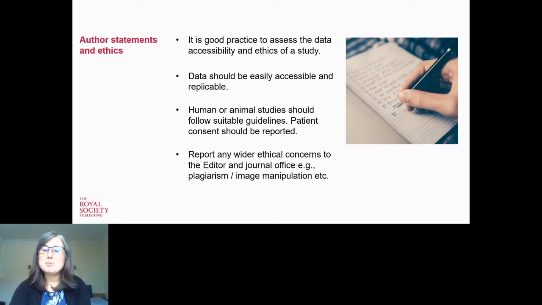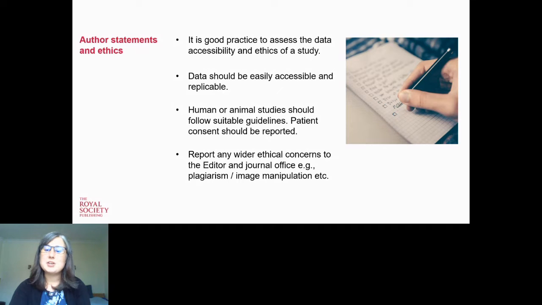Where data needs to be restricted, for example, in instances of identifiable patient data, it should be available upon request to a named Data Access Committee or Ethics Committee. If patient data has been used, authors should clearly indicate that patient consent has been obtained. Both animal and human studies should also provide details about the ethical approval and guidelines followed. Please also let the editor and journal office know if you spot any wider ethical concerns.